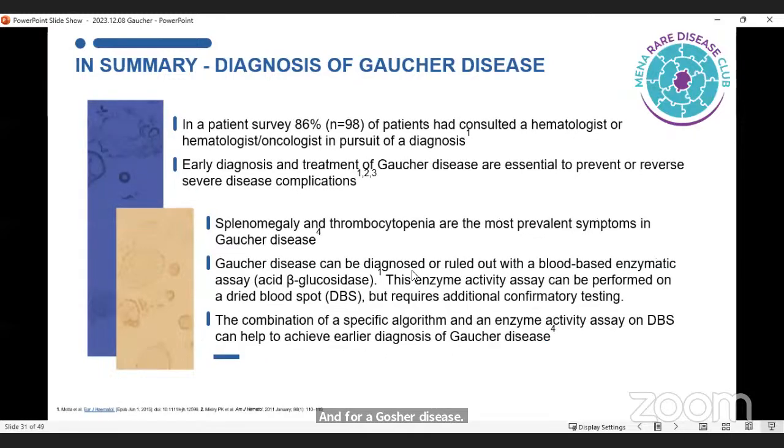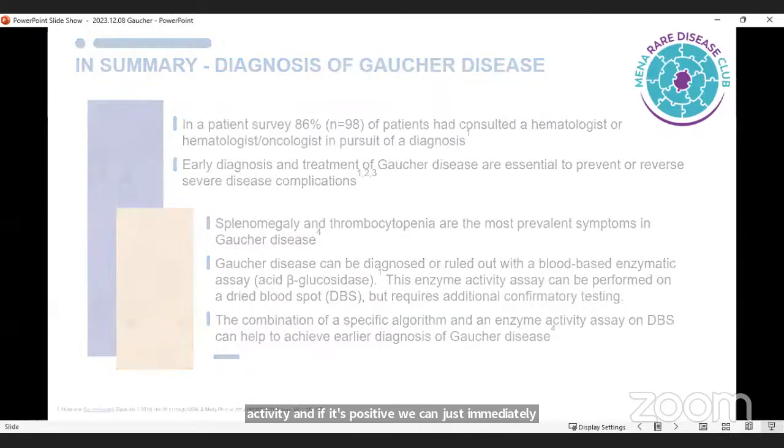Okay. So again, for diagnosis, it's very important to remember that many patients will go to hematology or hematology oncology. This is why it's important to keep Gaucher disease in our mind in the differential diagnosis when we deal with leukemia or lymphoma, especially if you have splenomegaly or thrombocytopenia. And the diagnosis is very simple. We start with a dry blood spot to test the enzyme activity, and if it's positive, we can immediately do the genetic test.